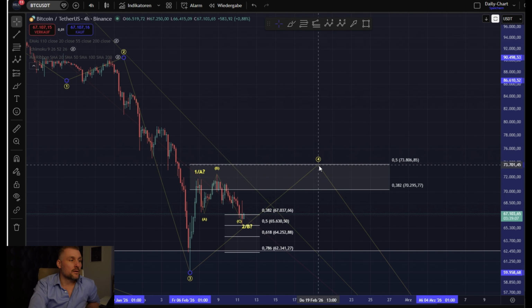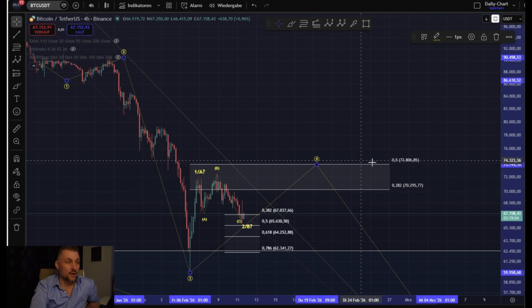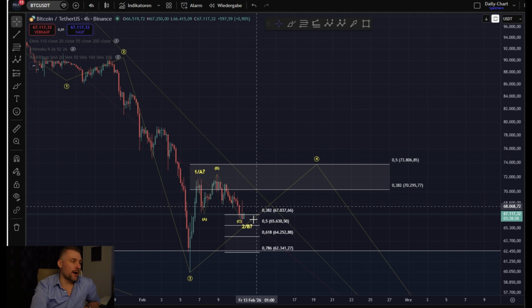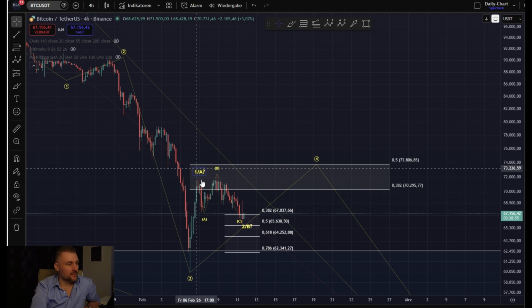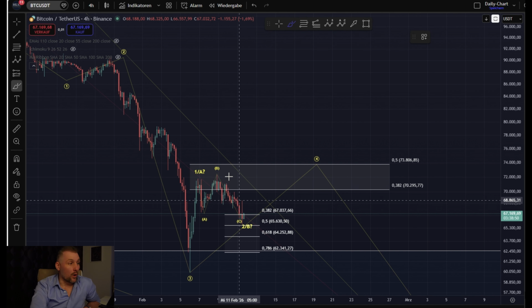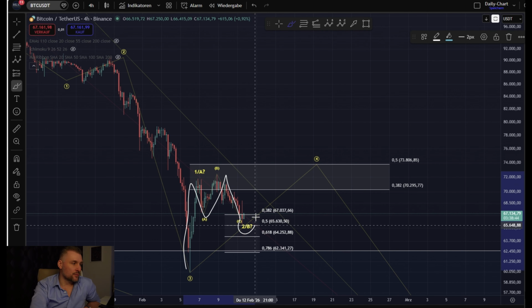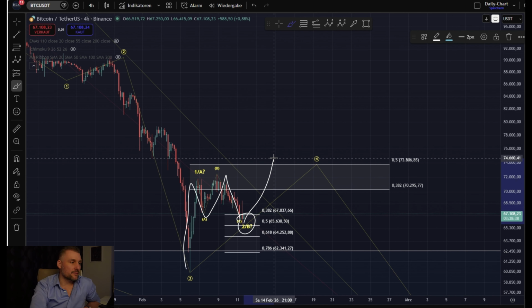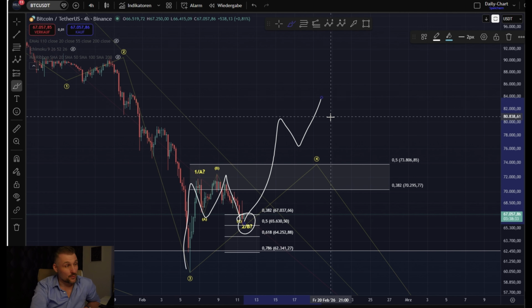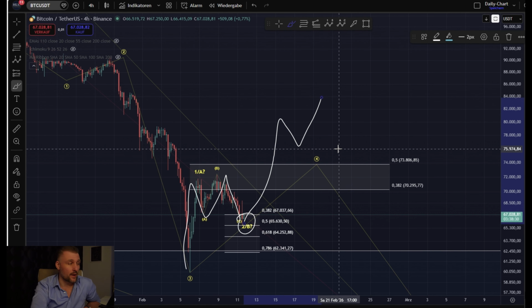So ideally, we hold below the 73,806. If we break above, then we could say, okay, this could also be a wave 1 or a larger A wave. So something like this, 1, A, B, C, and 2. But then we have to hold this support here. And then we get a third wave, and wave 4, 5. That would mean if we break above this level in 5 waves that we might have bottomed already.